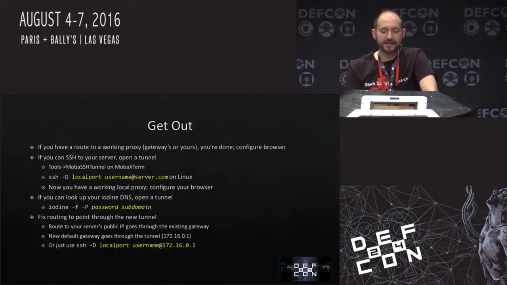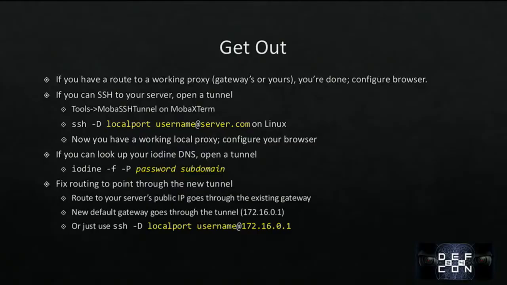Otherwise, if you can SSH to your server through any of those ports, do that, and then do an SSH -D, which creates a local SOCKS proxy on your computer that routes through that tunnel, and configure your browser to go through there. If you can look up your Iodine DNS, then you just run Iodine with the appropriate password and subdomain, and now you've got a tunnel out, and through that tunnel, you SSH and do the proxy. So you're using your own tunnel to get out. And I'll demo this one.